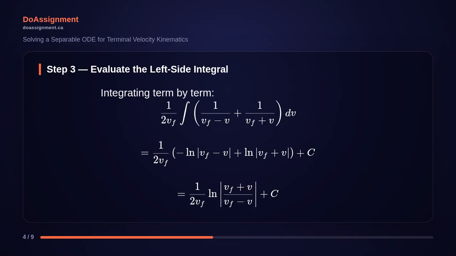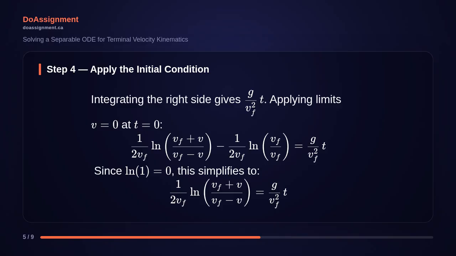Integrating term by term, the left side becomes 1 over 2 vf times the natural log of the absolute value of the quantity vf plus v divided by vf minus v plus a constant. Integrating the right side gives g over vf squared times t. Plugging in the initial condition that v equals 0 when t equals 0 eliminates the constant, since the log of 1 is 0.